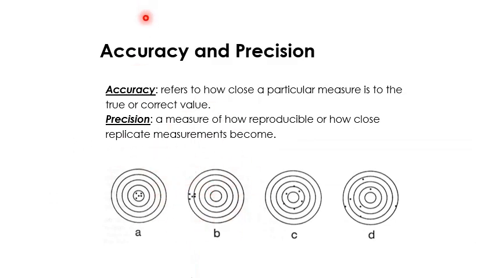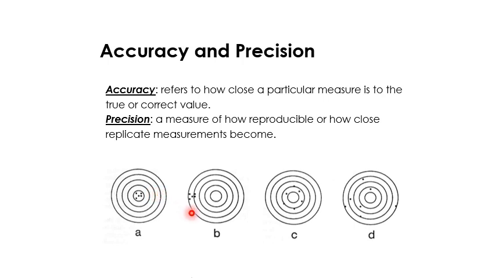Accuracy means how close a particular measure is to the true value. An example is this dartboard A. You can see that all the darts, which represent data points, hit the target, which represents the true value. The darts are also close to one another. This indicates precision. So what is precision? Precision is a measure of how reproducible or how close replicate measurements become.